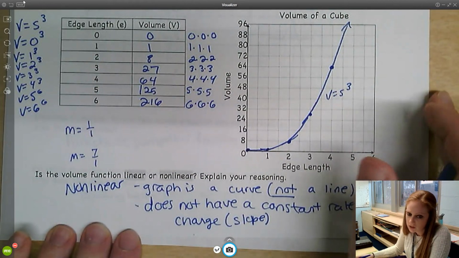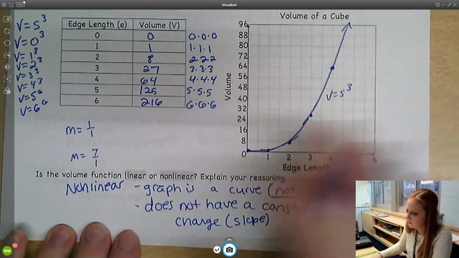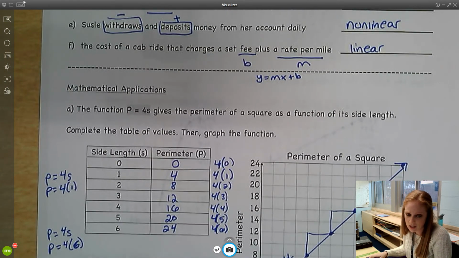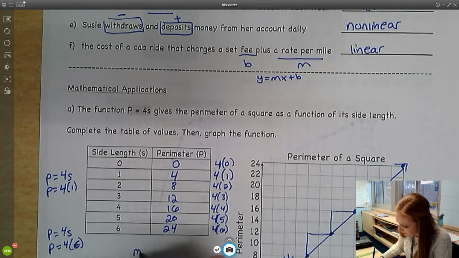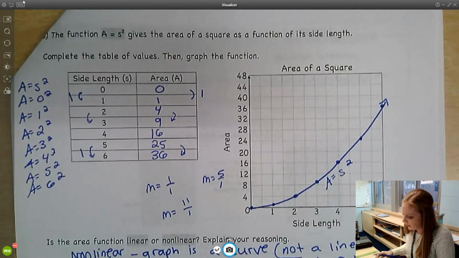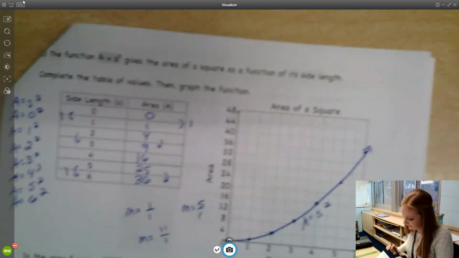Rate of change is the same thing as slope. Slope is not constant here. Whereas remember, in the perimeter one, the slope was the same the entire time. It was always going to be up 4 over 1, up 4 over 1. So the rate of change is always 4 for the perimeter. For the area and the volume, it varied. So it is not linear.